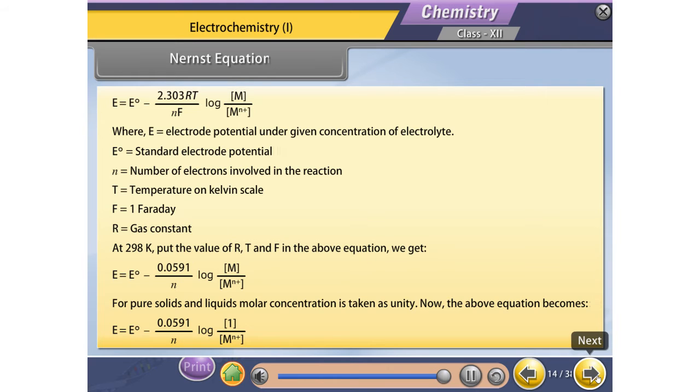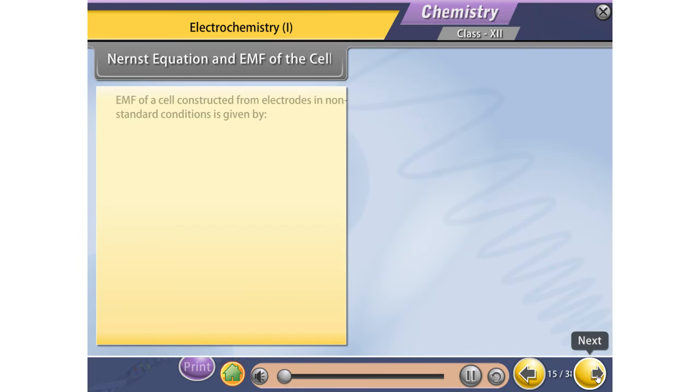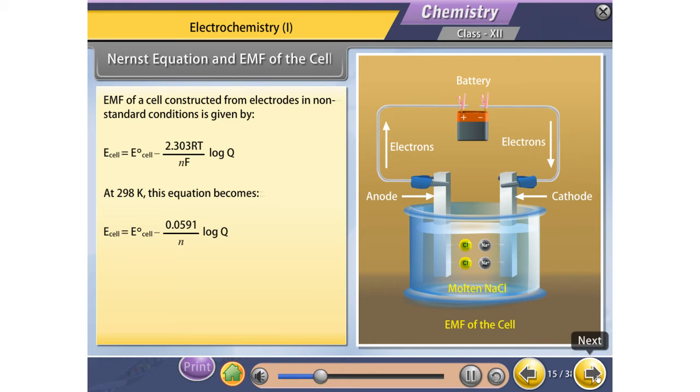Nernst equation and EMF of the cell. The EMF of a cell constructed from electrodes in non-standard conditions is given by E cell = E naught cell minus 2.303 RT upon nF multiplied by log Q. At 298 Kelvin, this equation becomes E cell = E naught cell minus 0.0591 upon n multiplied by log Q.